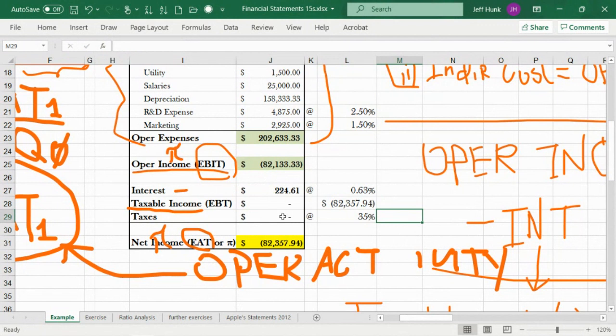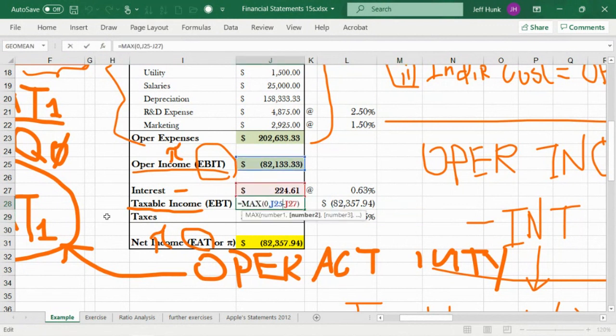Then we don't have any taxable income. That's why it looks like there's nothing there, but I already put a formula there. I put a comment, which is maximum between the bigger one, maximum of 0 or J25, which is this, right? Operating income minus interest, which is taxable income.